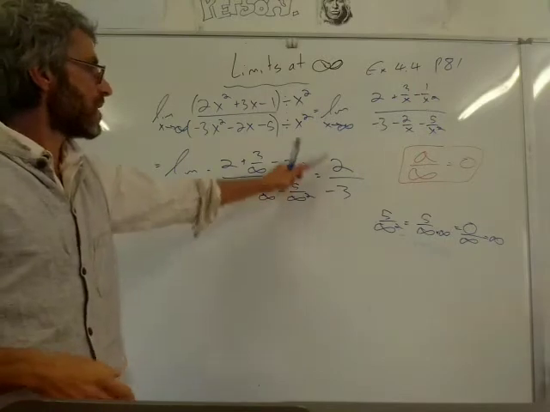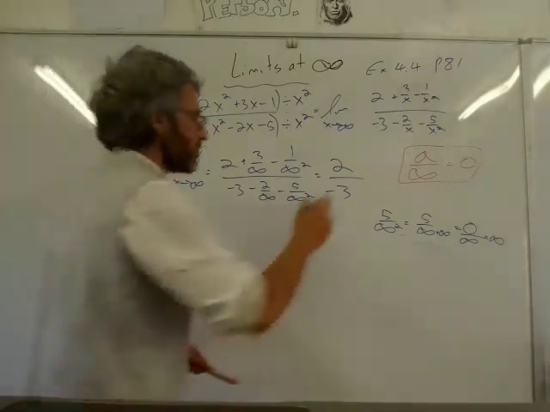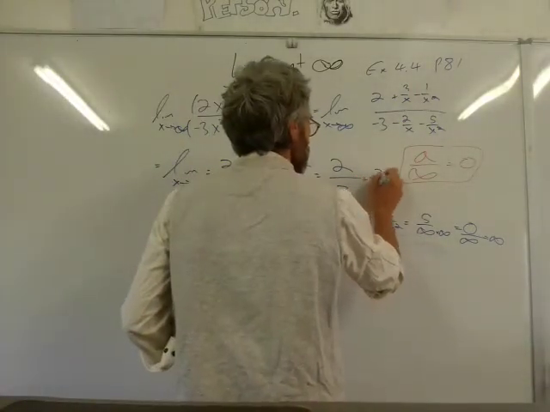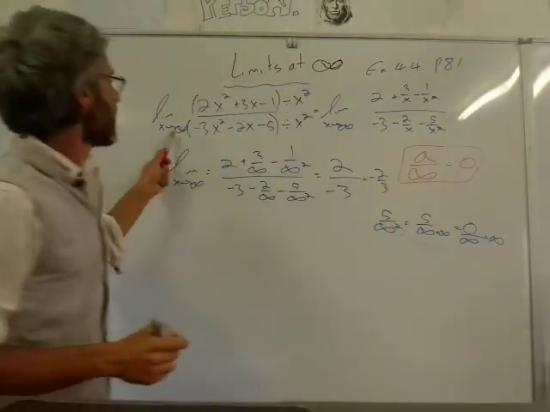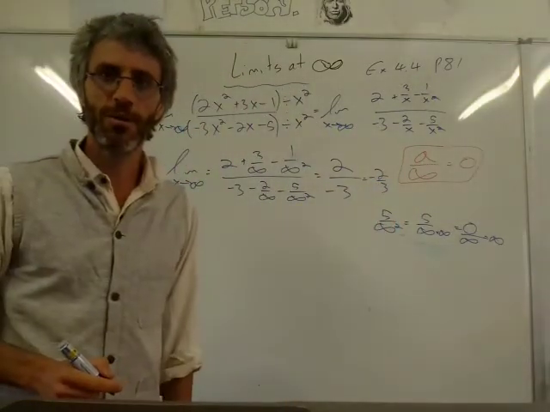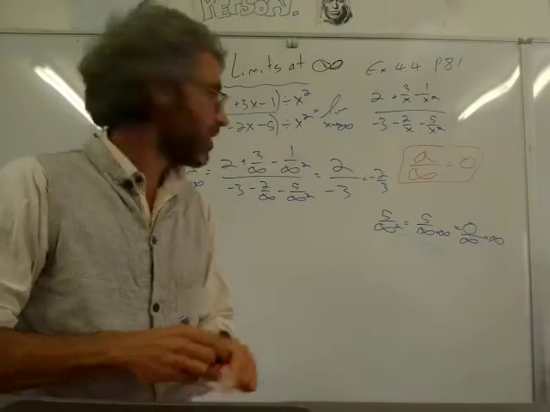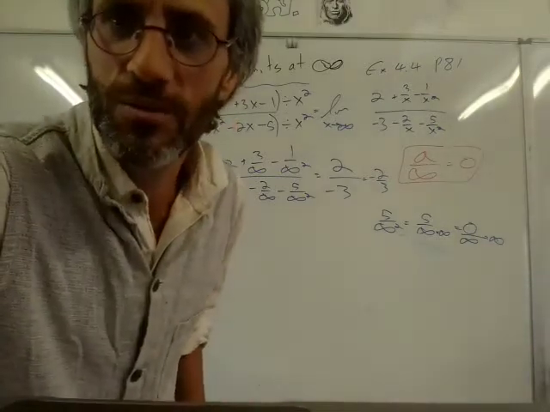So what's the answer? 2 over minus 3, or minus 2 over 3. So the limit of that function is minus 2 over 3. Let's do a couple more.